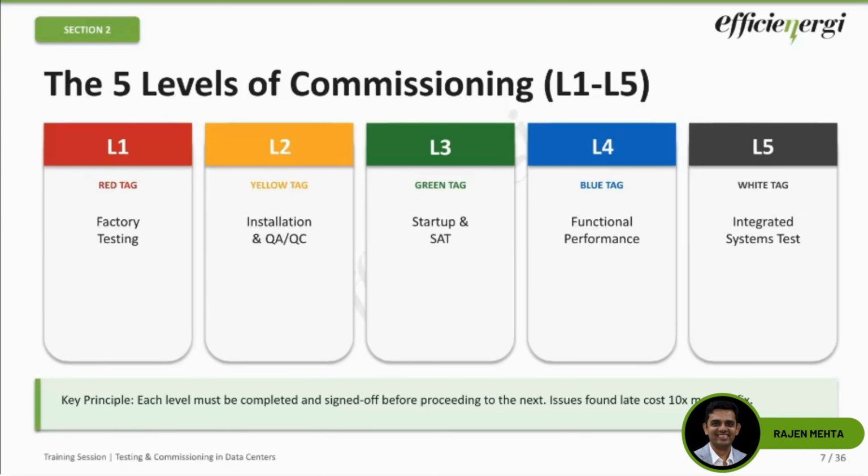And again, a tracking challenge here, hundreds of pieces of equipment, each going through 5 levels. Imagine a typical data center site that we work with, 200 to 300 equipment in one phase, going through 5 levels. How do you track which equipment is at which level? This is where manual tracking kind of breaks down. So that's just a problem I'm throwing at you to keep in mind. We will look at how we can solve that. Now let's look at each level in detail, starting with L1.